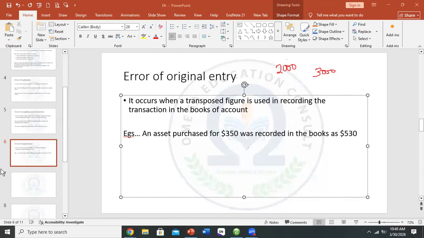Yeah, Austin. So if one entry uses the right figure and the corresponding entry uses the transposed figure, this is not an error of original entry. Yes, it's not an error of original entry.